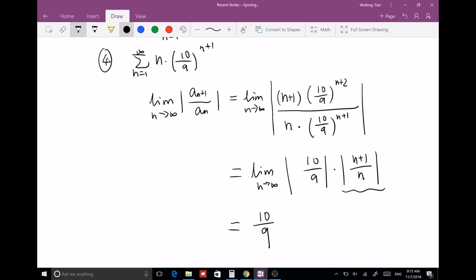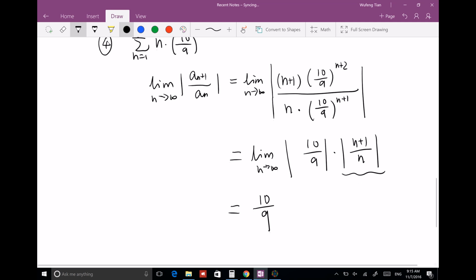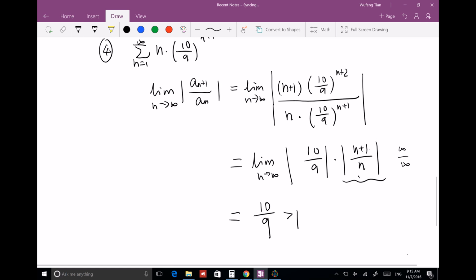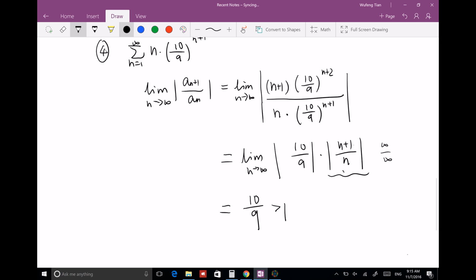Yeah, we can use L'Hopital's rule on this part, which is infinity over infinity. You take the derivative, which is 1, derivative is 1, so it's 1 over 1, which is 1. So the final answer is just 10 over 9. And 10 over 9 compared with 1 is bigger than 1. Then we got this series diverges. So perfect, thank you very much. So we got this series diverges.